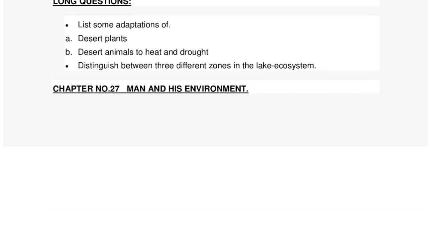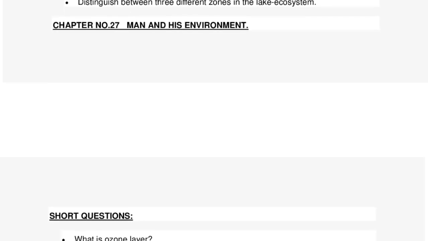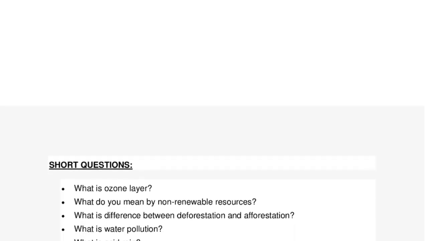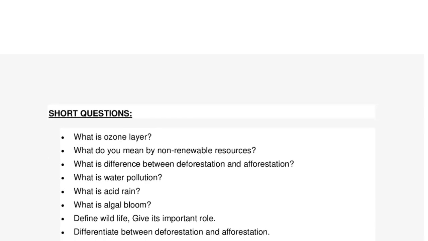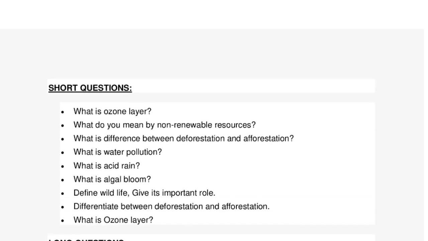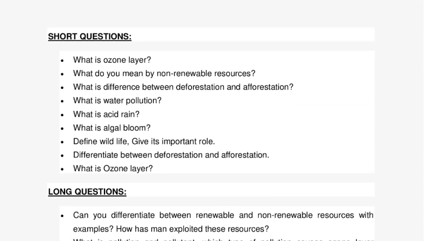Define ecosystem. Describe its biotic components. Explain xerosere succession stages. Zones in lake ecosystem. Give the names of some major ecosystems on land in Pakistan. Chapter No. 27 Man and his environment.